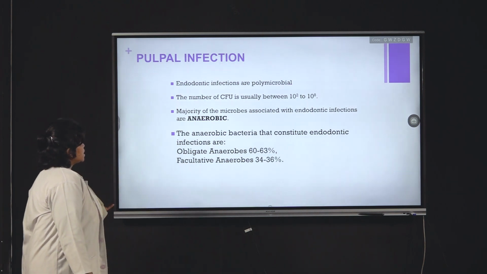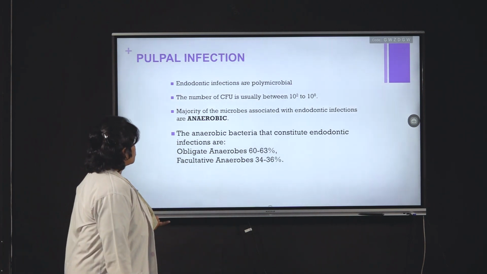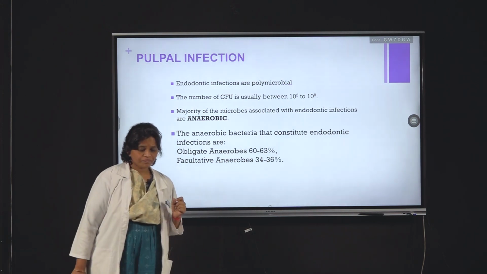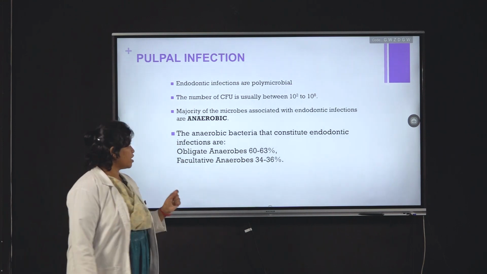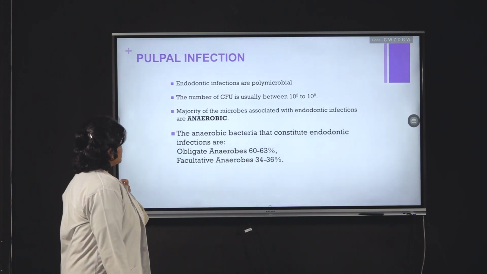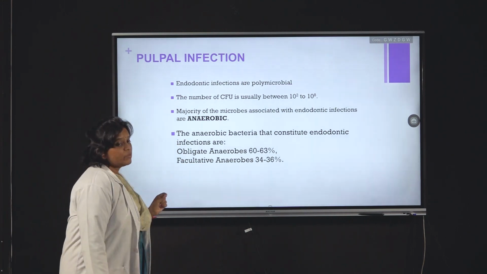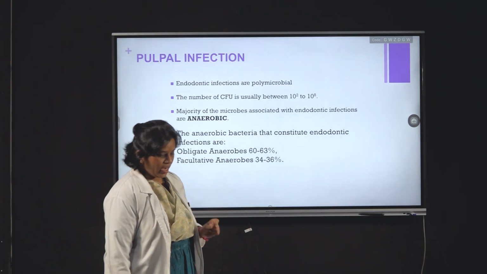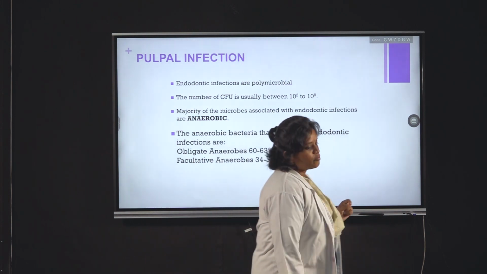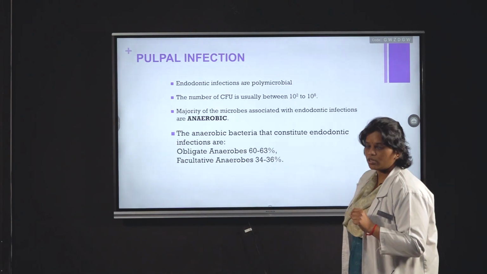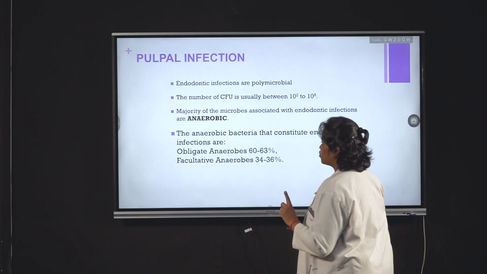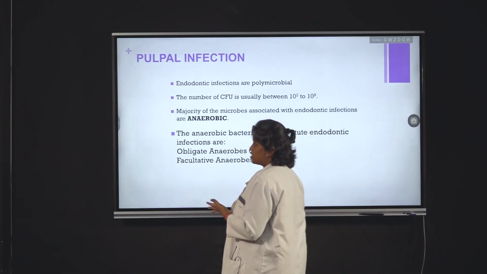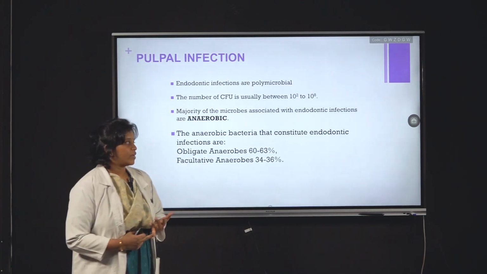So pulpal infections, as I already said, are polymicrobial in nature, and when culture was done in an infected tooth, they found that the colony forming units seen in one single root canal range from 10 to the power of 2 to 10 to the power of 8, right? So a large amount of bacteria can be cultured, can be extracted, within a single root canal. Now you can imagine the amount of microorganisms present in endodontic infections, right?